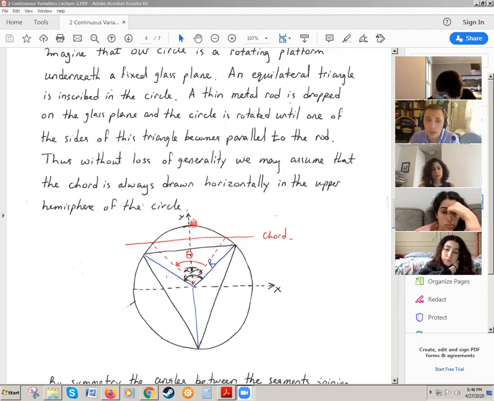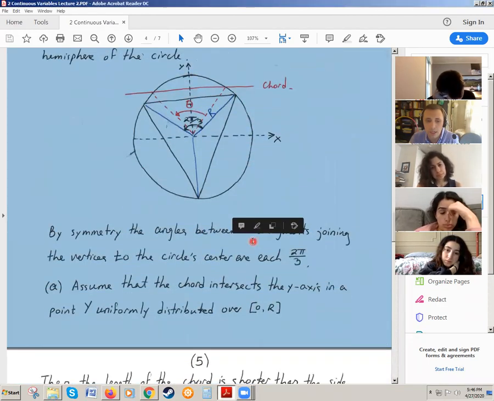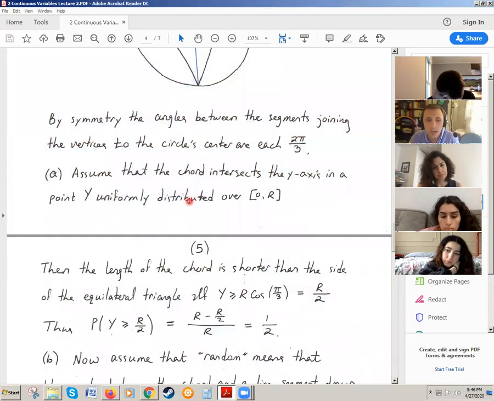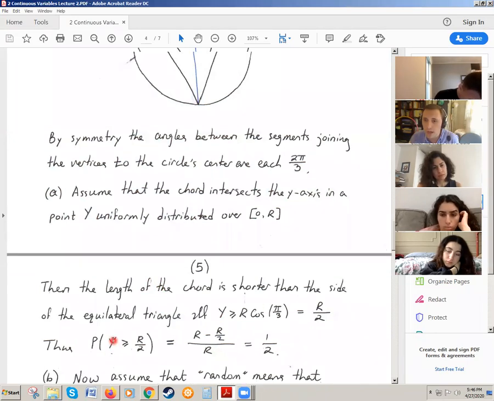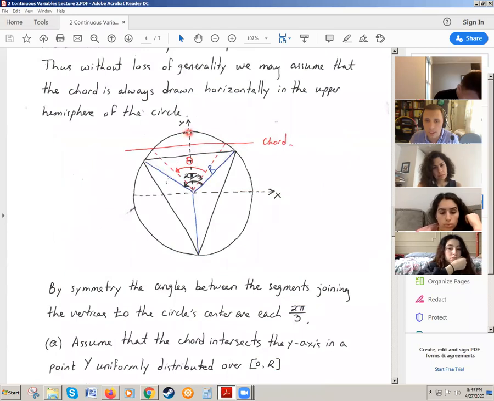Correct. So I will let one distribution be the distribution of r. Where the chord falls is anywhere between r equals 0, that's here, so between y equals 0 to y equals r, uniformly. Good? Which means that, can you tell me then what is the density function for this uniform random variable, please?